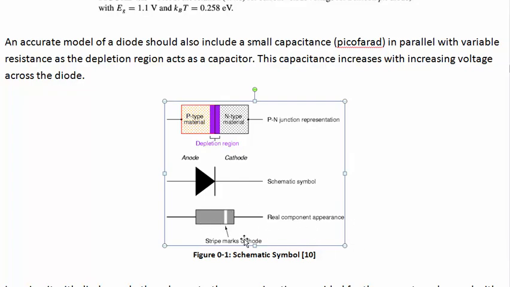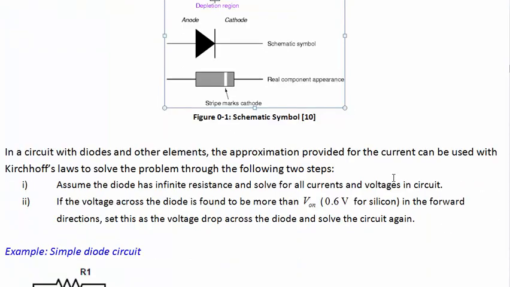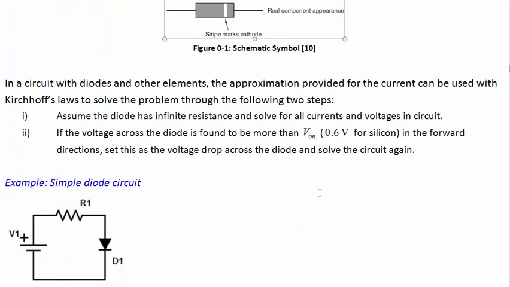So which side is the direction that it conducts to? It conducts that way, from left to right. The stripe indicates where the cathode is, which is the area the current comes out of in forward bias. Right. So how do you deal with a diode like this?